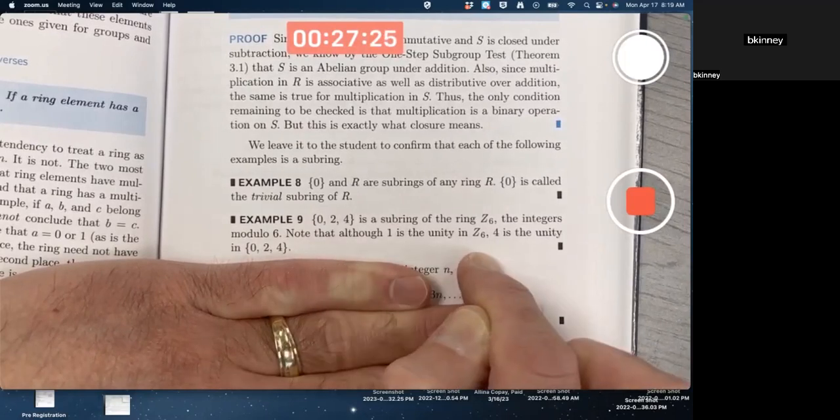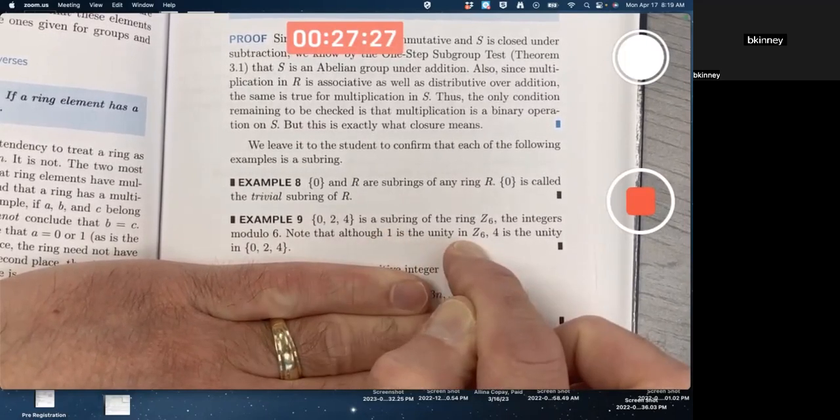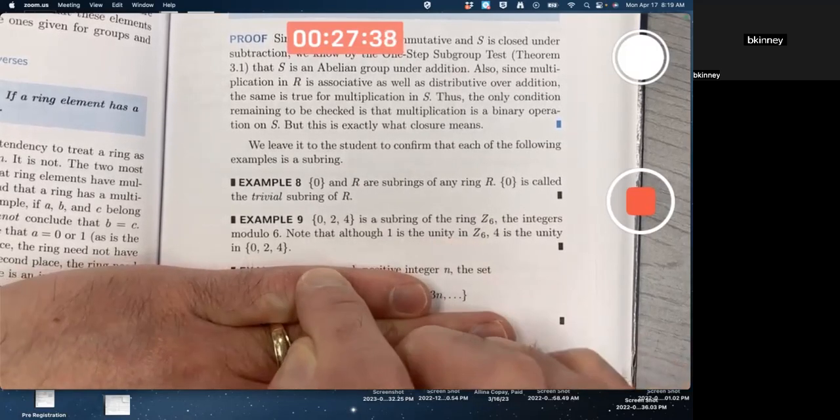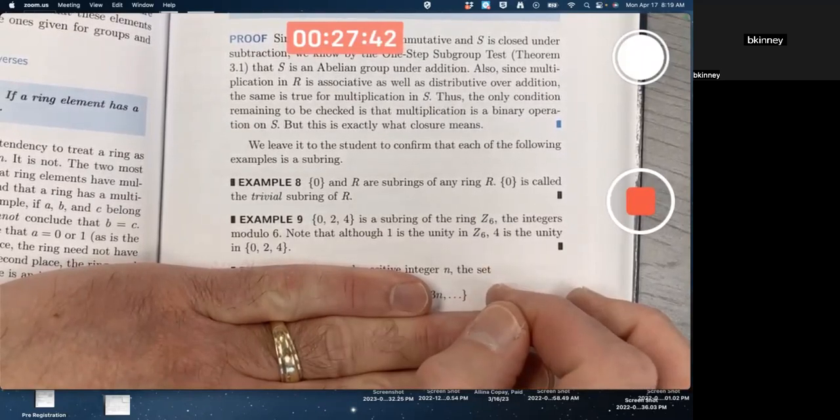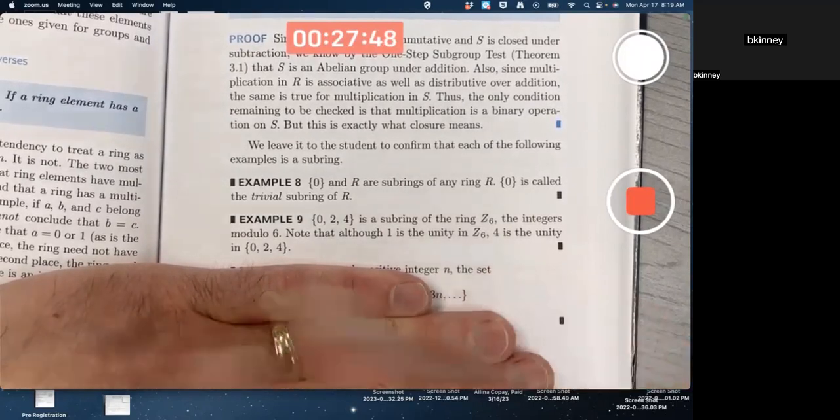And wait a minute, it says 1 is the unity of Z6, and what? Are there 2 unities in Z6? Is 4 a unity of Z6? 4 is not a unity of Z6, it's a unity of the subring. 4 times 3 doesn't equal 3, it equals 0. It's like a partial unity. Oh, weird.